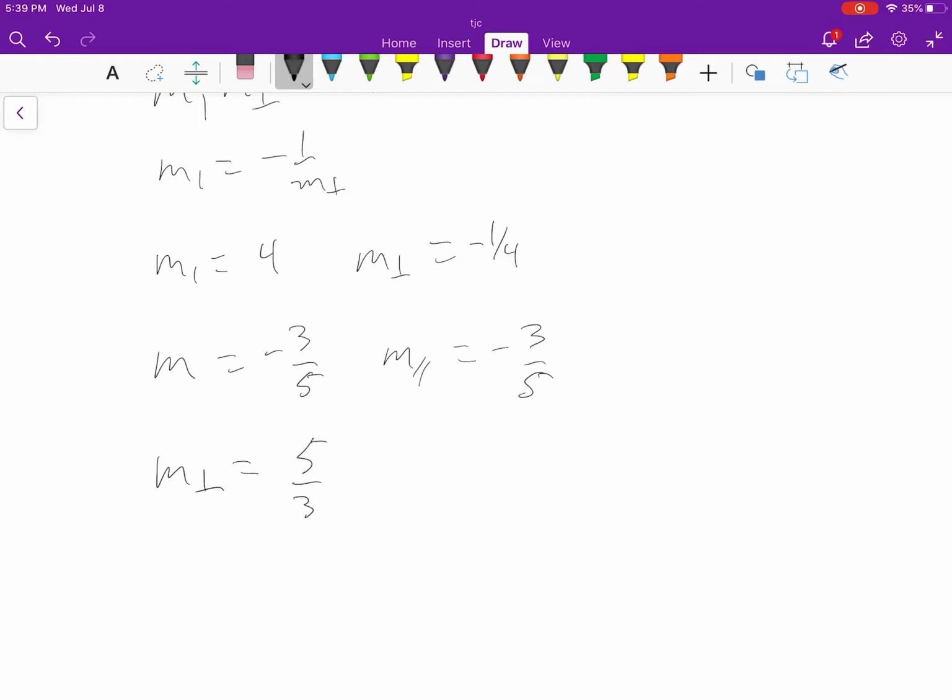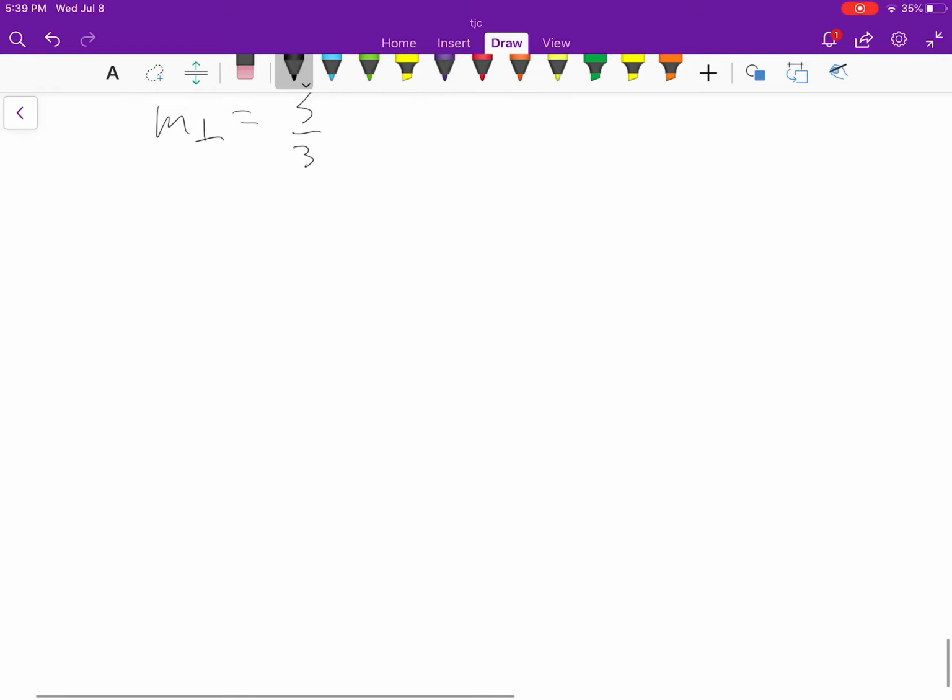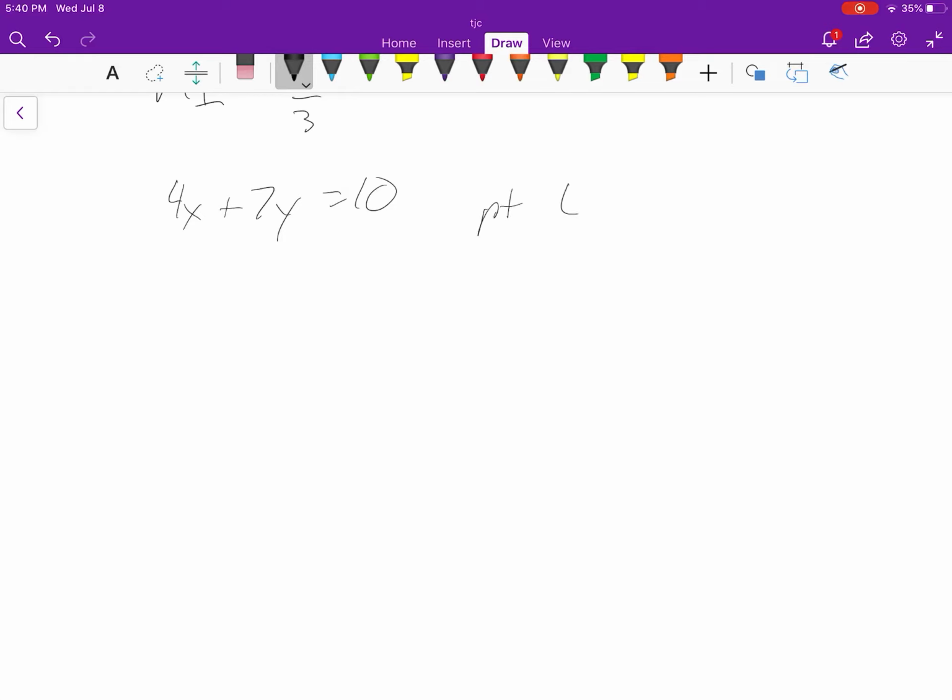Now let's work out a common problem they're going to have. The first common problem they're going to do is they're going to give you an equation of a line and a point. So let's say they gave you 4x plus 7y equals 10. So there's an equation of a line. And they're wanting you to find the point that goes through. So you have a point here. The point is, I don't know, (14, 3).